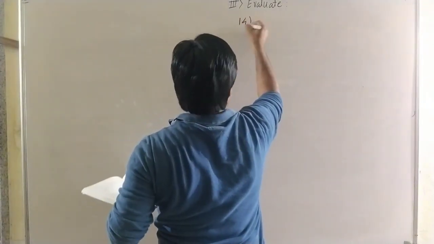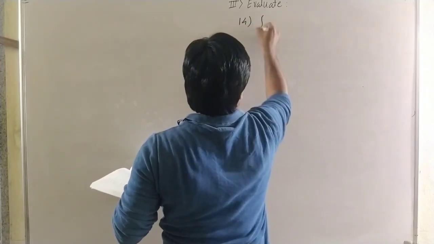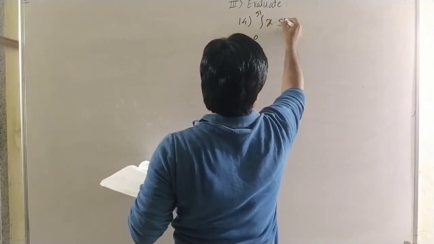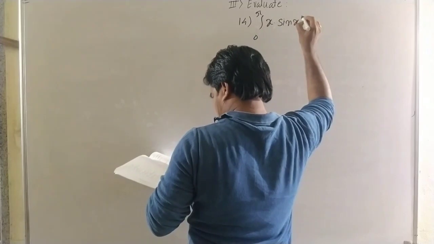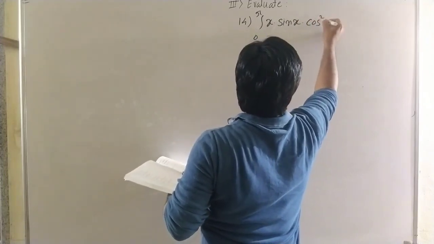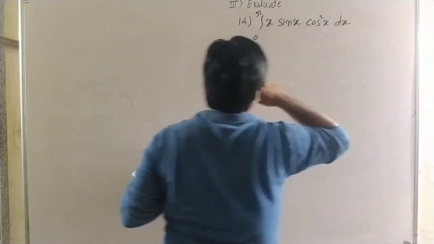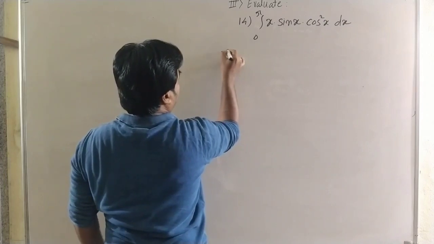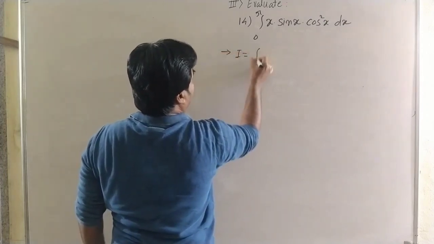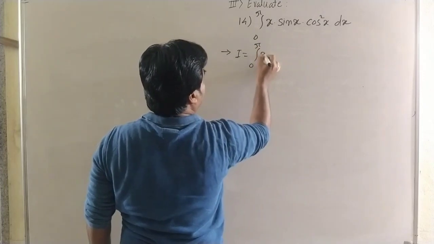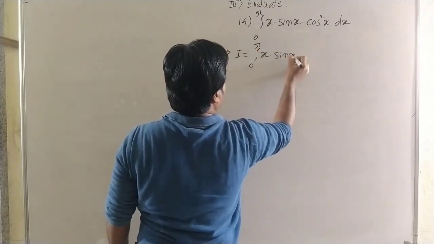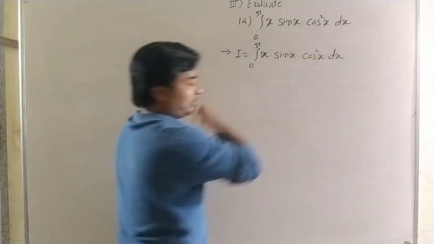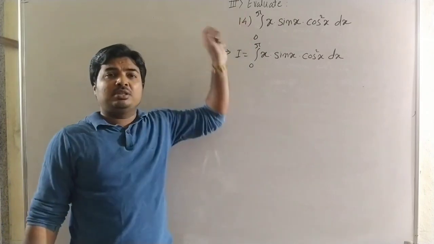Example number 14, integral 0 to pi x into sin x into cos square x dx. See carefully, here again it is 0 to pi, that means here we use 0 to a or 0 to 2a.